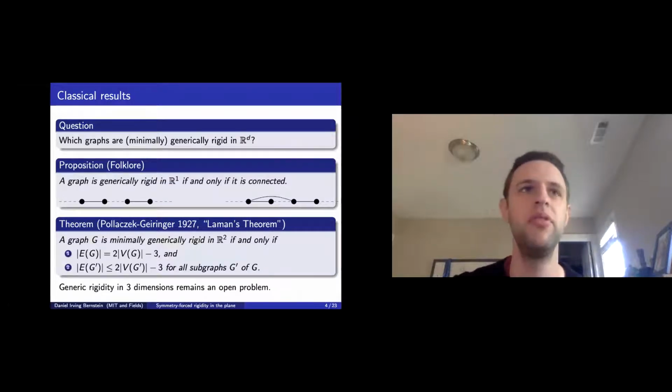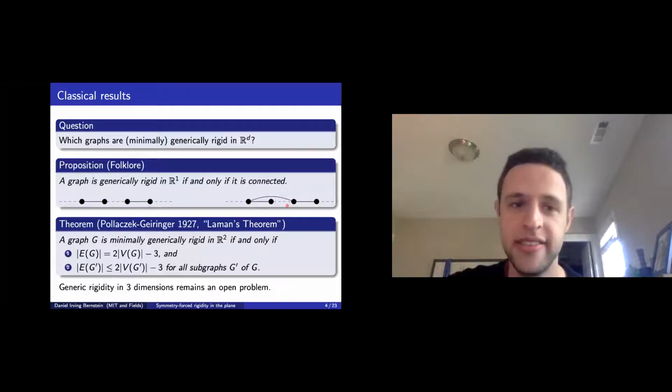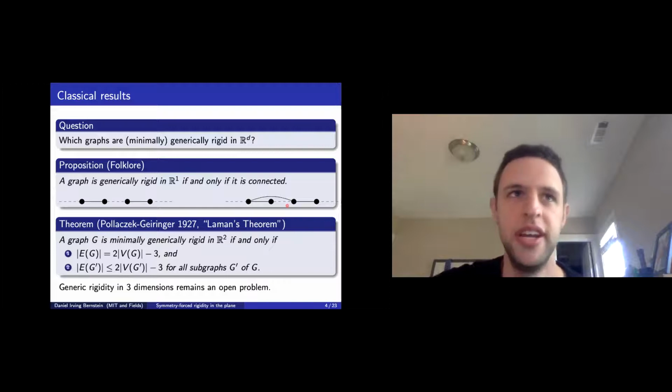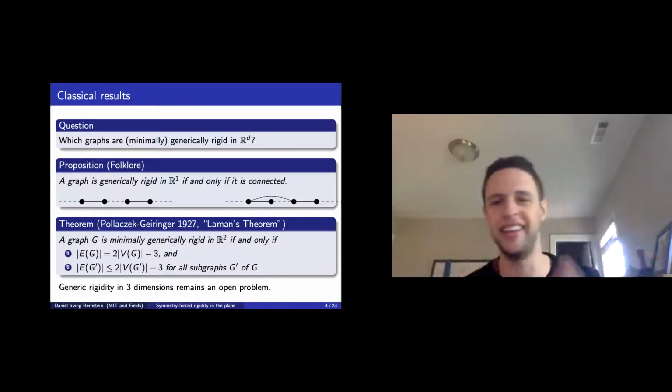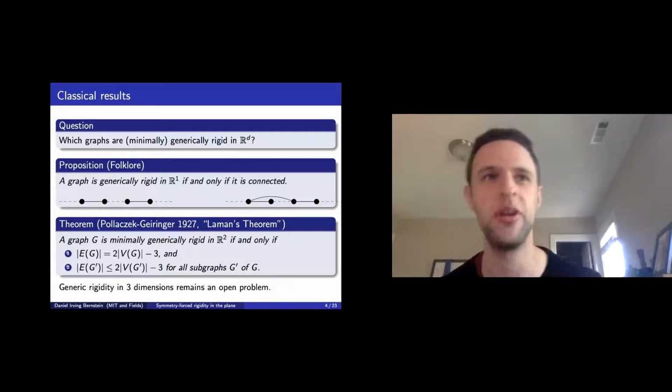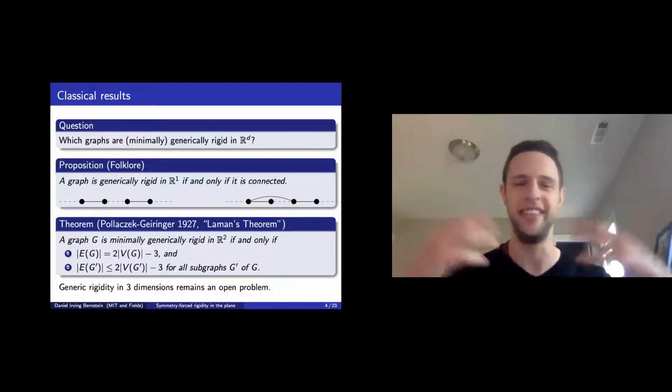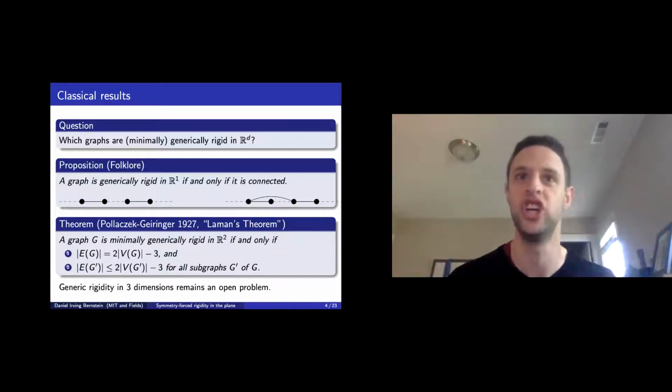So for example, with this graph on the left that's disconnected, you can wiggle each connected component back and forth on the line independent of the other. That is a deformation of this. But as soon as you connect the two components, the whole thing can only move as a unit. So, keeping in mind the rigid graphs are the spanning sets of some matroid, the content of this is that this rigidity matroid in one dimension is just the graphic matroid.